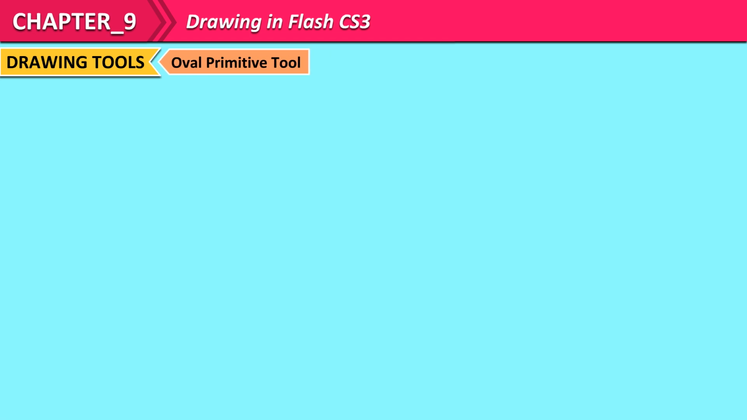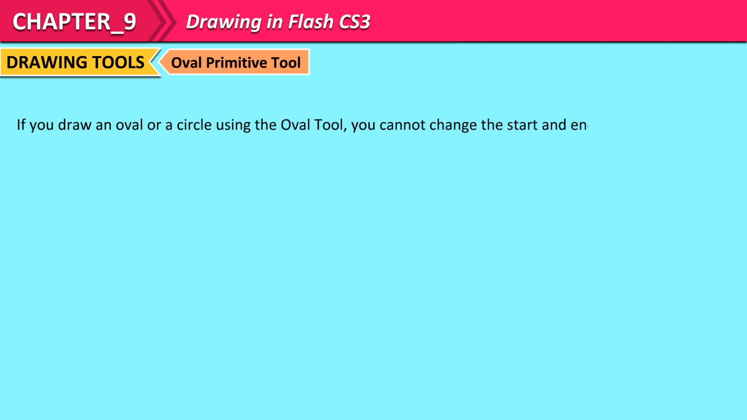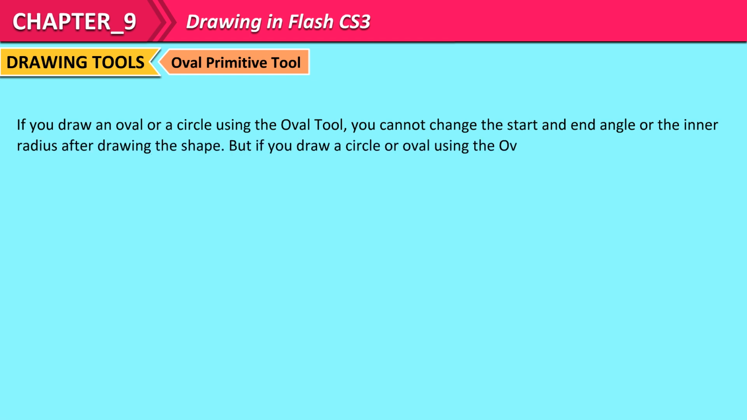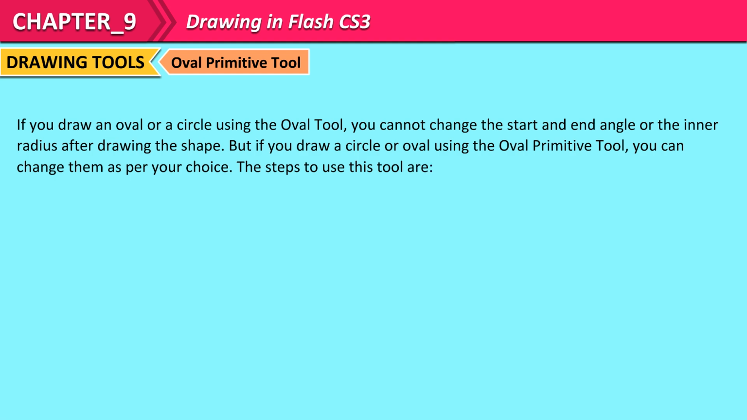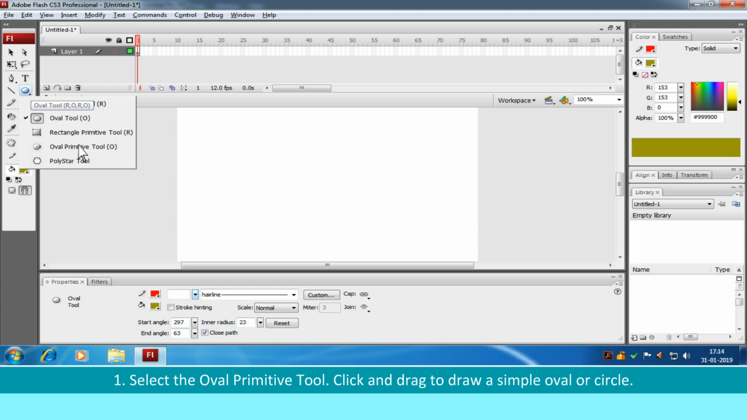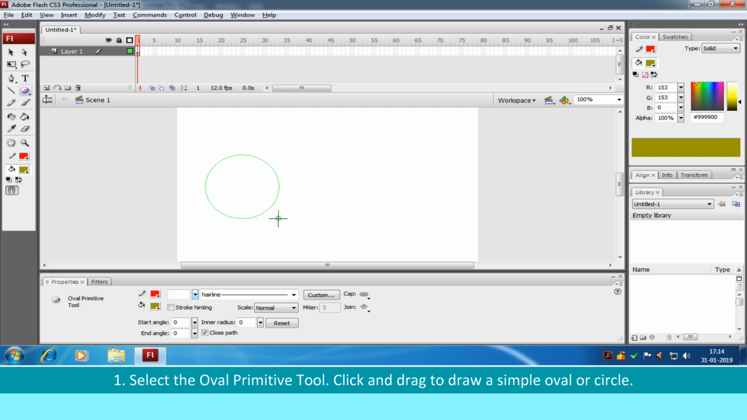Oval primitive tool. If you draw an oval or a circle using the oval tool, you cannot change the start and end angle or the inner radius after drawing the shape. But if you draw a circle or oval using the oval primitive tool, you can change them as per your choice. The steps to use this tool are: first, select the oval primitive tool, click and drag to draw a simple oval or circle.